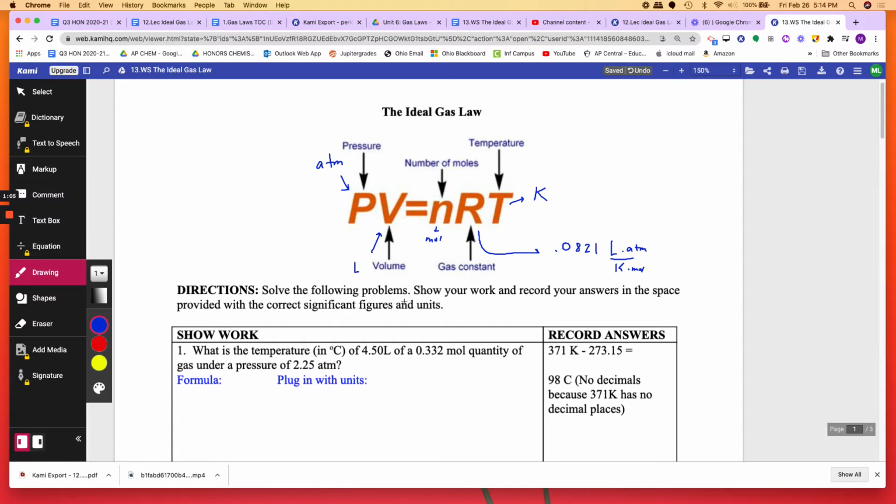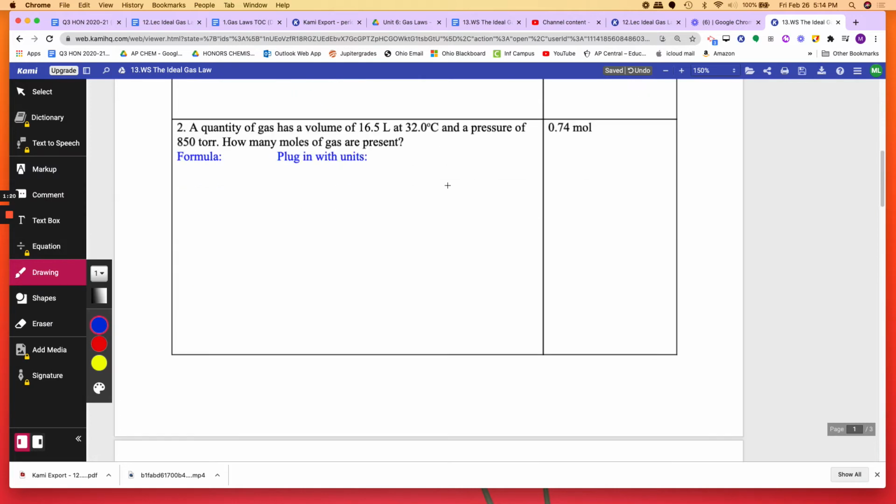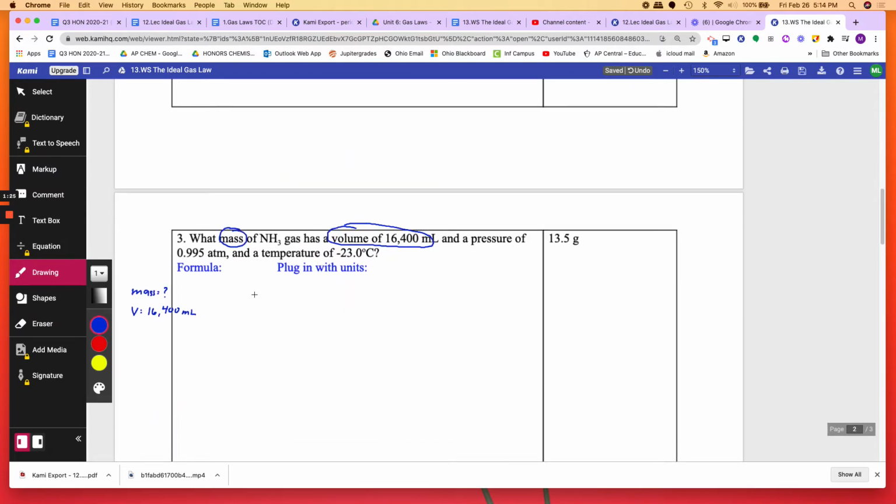Okay, so you can also get the moles and you can also get the grams by converting it. So every time they're asking for moles or mass, you are using N in the equation. For number 3, it says what mass? I'm going to write the formula over here because I'm out of room. So PV is equal to nRT. They're looking for mass. What I'm going to do is solve for N and then convert it to mass.